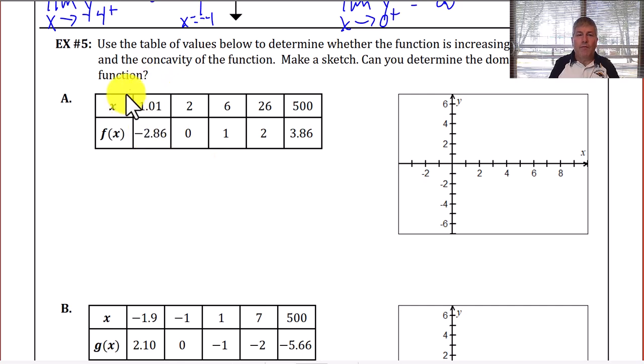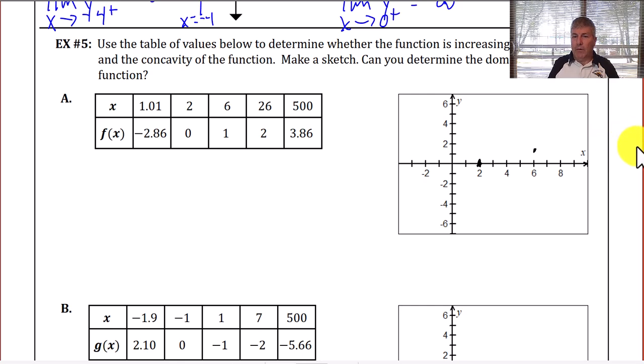In example 5a, it asks us to use the table of values to determine whether the function is increasing or decreasing and the concavity, and make a sketch. Can you determine the domain of the function? So let's graph the easy ones. Let's graph 2 on the x, 0 on the y. We'll plot that guy. 6 on the x, 1 on the y, and 26 on the x, 2 on the y.